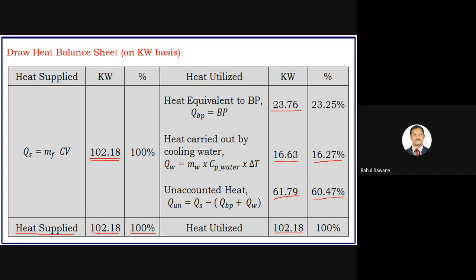And again, if we add these percentages, it might be possible that the sum will not be exactly 100. But don't go with the addition, just put the value as it is from the heat supplied, 102.18, 100%. Here also 102.18, 100%. So your heat balance sheet should be balanced at the last. Irrespective of the number of digits, we have to put it balanced. This is the answer for your heat balance sheet.